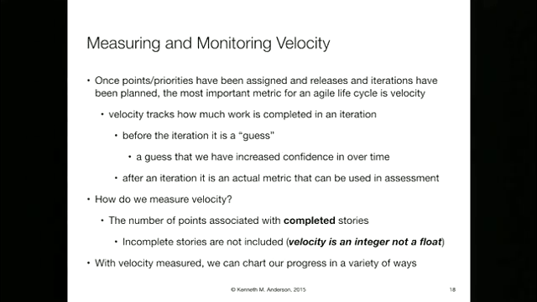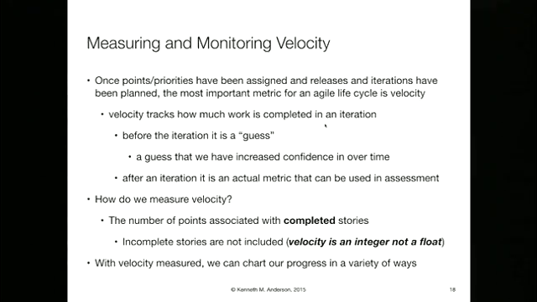Okay, so then, once your points and priorities have been assigned, and the releases and iterations have been planned, the most important metric becomes velocity. Velocity tracks how much work is completed in an iteration. Before the iteration, it's a guess, and it's a guess that we have increased confidence in over time. After an iteration, it's an actual metric that goes in to be used for assessment. How well are we doing? We thought we were going to do 30 points, we did 20. We thought we were going to do 20, we did 30. That's great, that kind of thing.